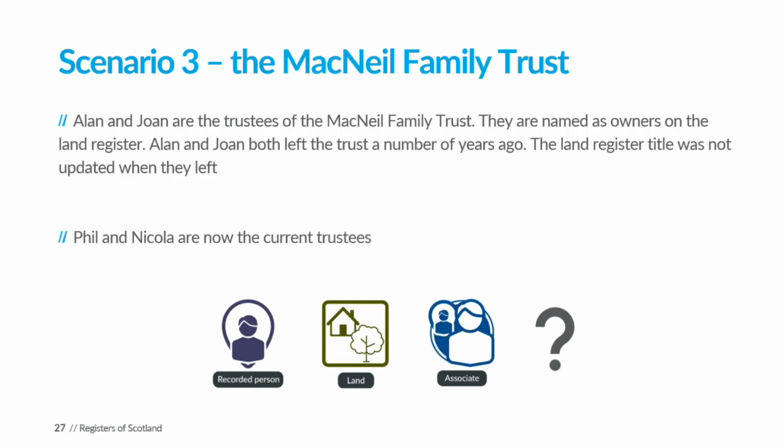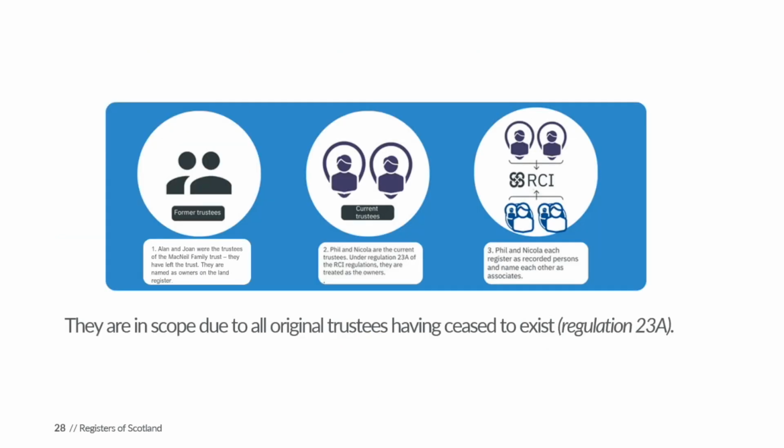Let's move on to the McNeil Family Trust. This scenario is a bit more tricky. Alan and Joan were trustees of the McNeil Family Trust and are named as owners on the land register, but left the trust years ago and the land register title was not updated. Phil and Nicola are trustees now. In this case, we refer to Regulation 23A, which we presented on earlier. They are to be treated as owners. Phil and Nicola are in scope of RCI as all original trustees have ceased to exist.